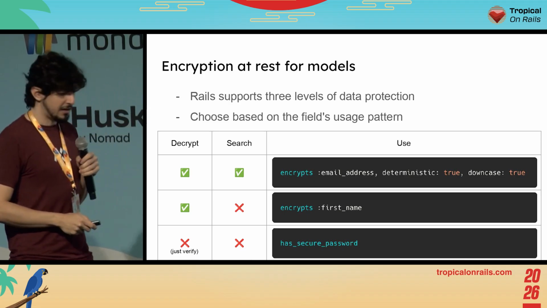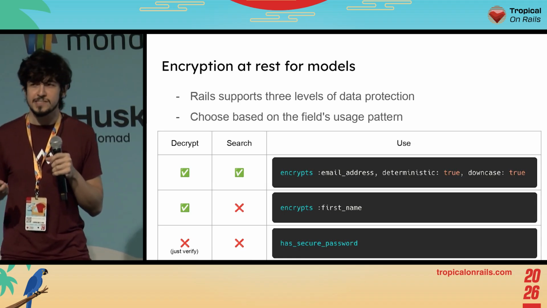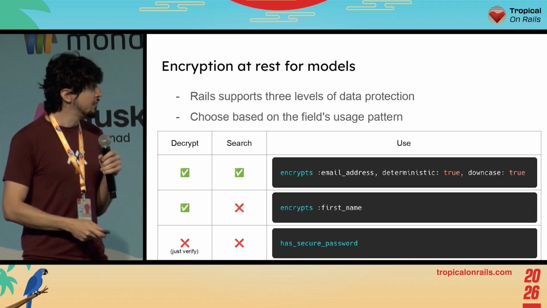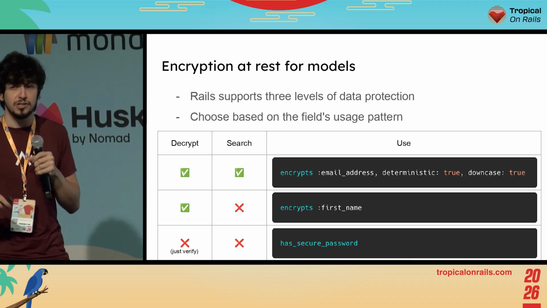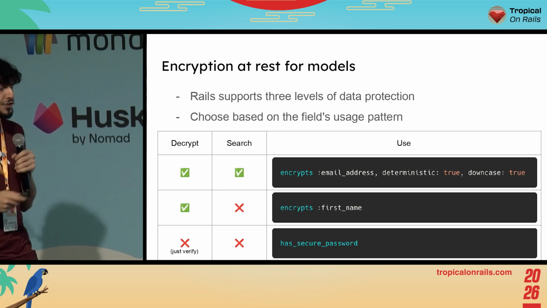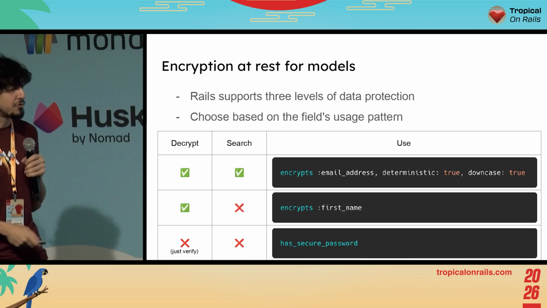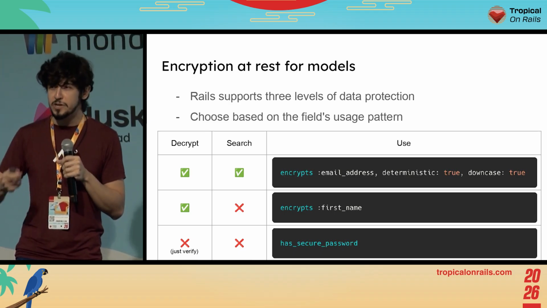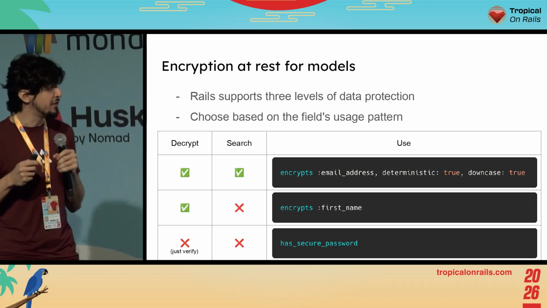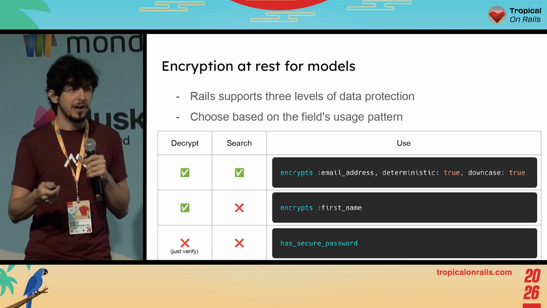So I hope it's possible to see, but I added a small table here to help you decide which one to use. If you have some data that you need to decrypt because you need to show it, for example, the username or the email, and you also need to search for that field, you can use encrypts with deterministic true, and this is going to do it for you. When you read it from the database, it's going to decrypt it for you, and you can also search from that field using Active Record queries.